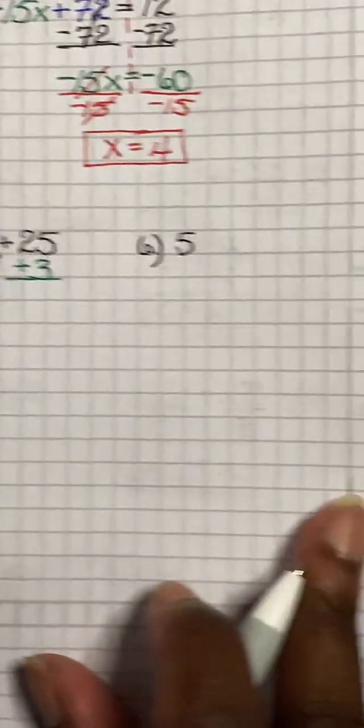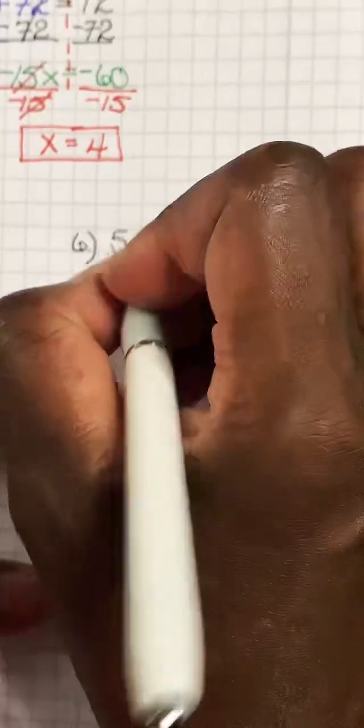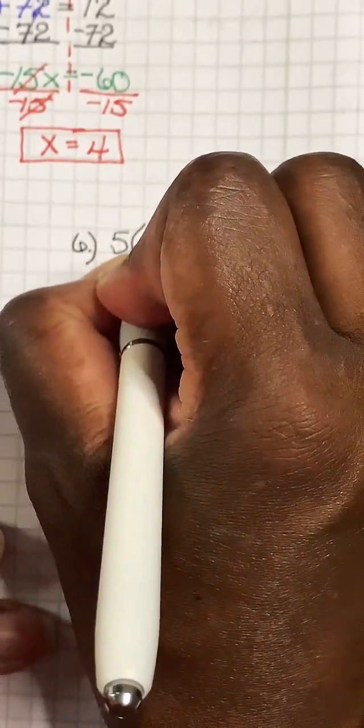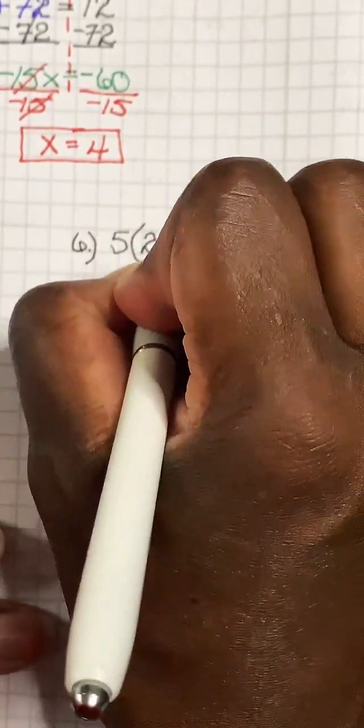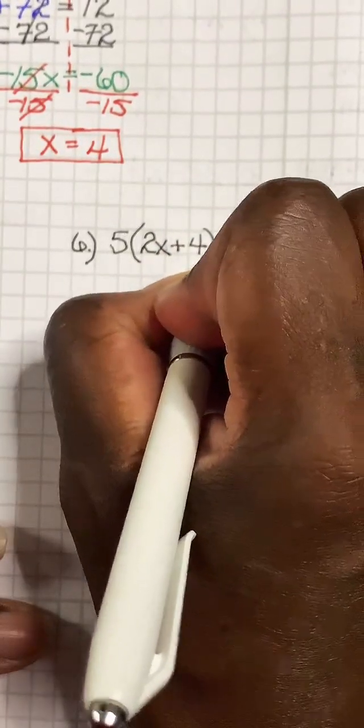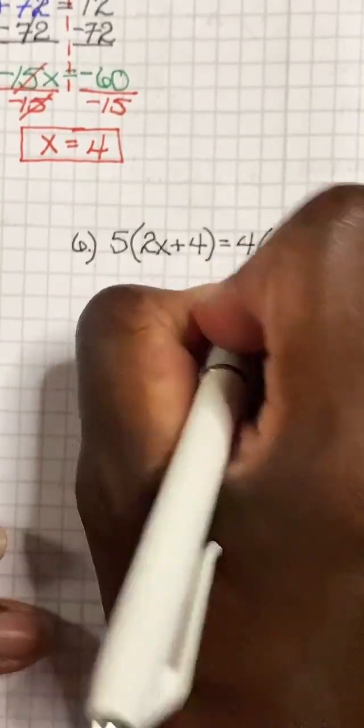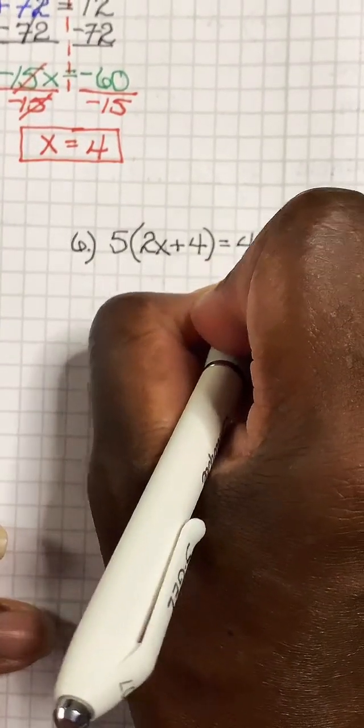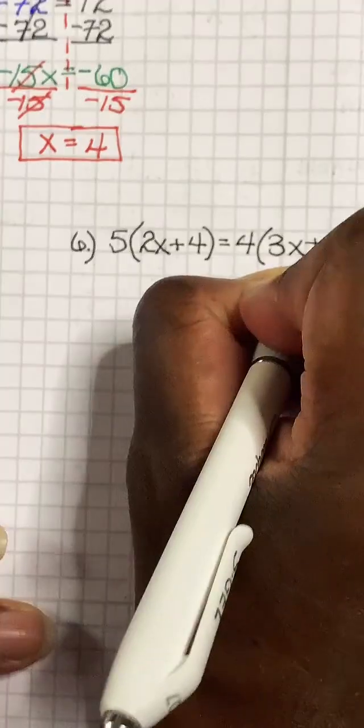Let me see if I can move this over just a smidge. So we have 5 parentheses, 2x plus 4 equals 4 times 3x plus 7.